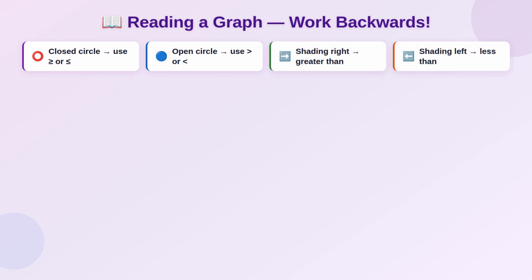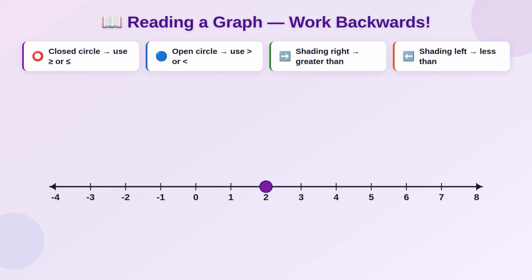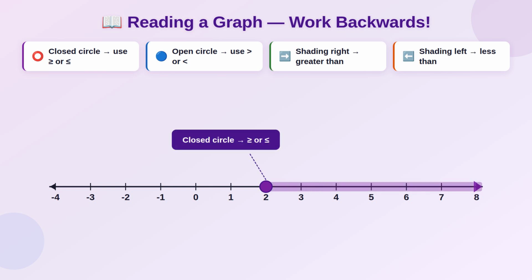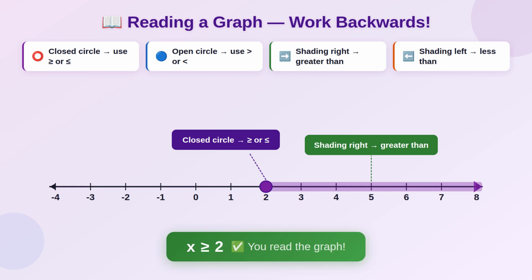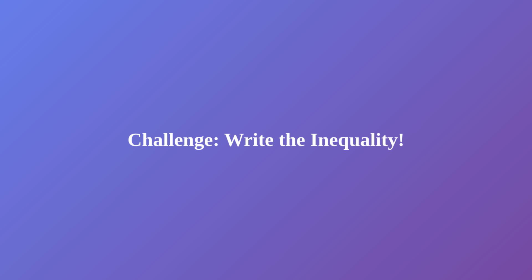Sometimes teachers flip the challenge. They show you the graph and ask you to write the inequality. No sweat. Just reverse Maya's steps. Look at the circle first. Closed means you use less than or equal to, or greater than or equal to. Open means strict less than or greater than. Then look at the shading direction. Shading right means greater than. Shading left means less than. See a graph with a closed circle at 2 shading right? That's x greater than or equal to 2. You're reading math like a map now.